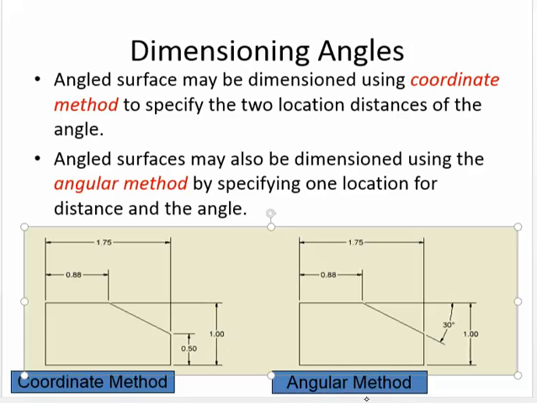All right. Over here on the right, notice that they get rid of this 0.5. Instead of giving a 0.5 here, they give an angle measurement. So either one of those two would be acceptable methods.